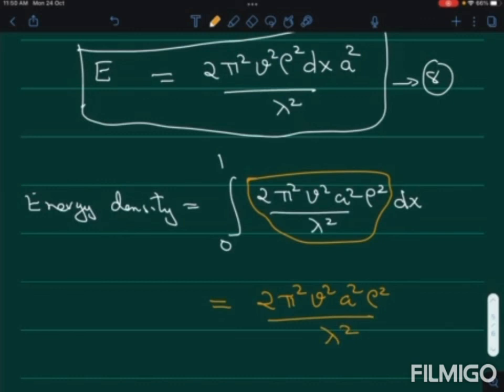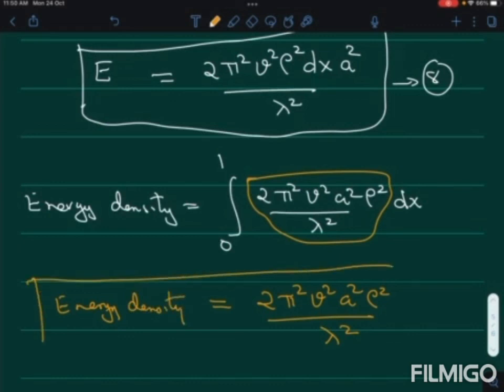So please learn this. Quite an important derivation, but a very easy one. The only thing you have to know is the equation for a plane progressive wave: y is equal to a sine 2 pi by lambda into (vt minus x). So thank you all. Thank you very much.